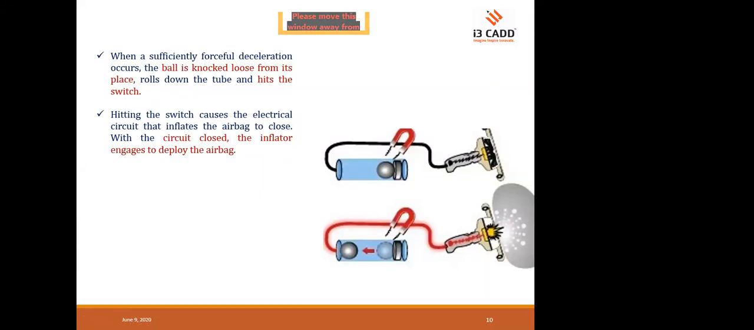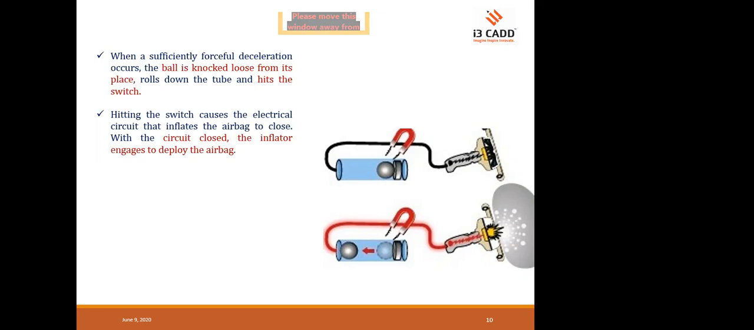Right? And one more thing, the motion of the ball is inhibited by placing a permanent magnet at one end. In other words, the steel ball is held in place by this permanent magnet. At one end, you have a permanent magnet which inhibits the motion of the ball. Right? On the other hand, you have a mechanical switch which is connected to the airbag control unit, ACU, part of the system.